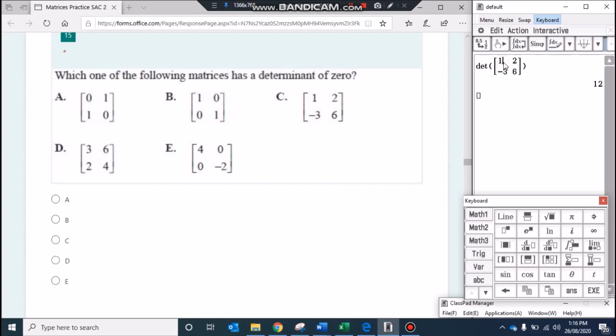Not C. Yep, and we've got D. So D has a determinant of 0.